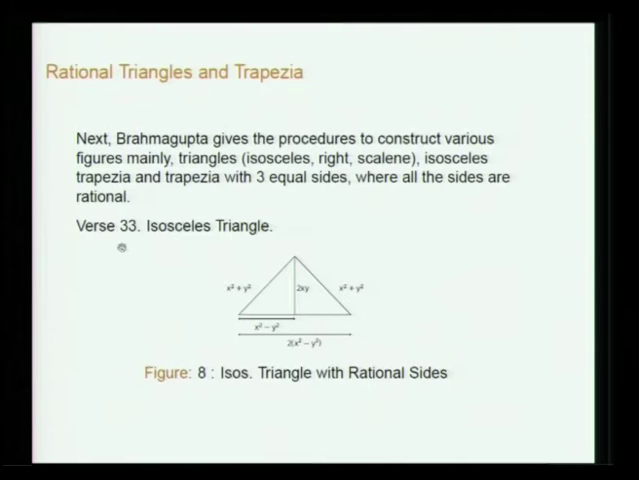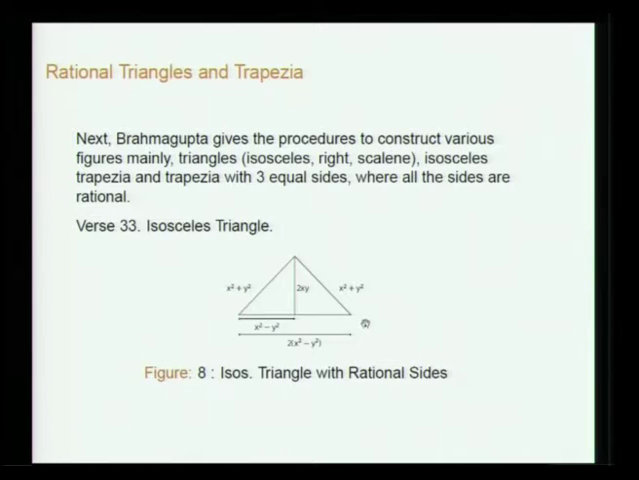So, that is what is being done. He gives the procedures to construct various figures, mainly triangles: isosceles triangles, right triangles, scalene triangles, etc., isosceles trapezia, and trapezia with three equal sides, where all the sides are rational. See, for instance, for the isosceles triangle he gives the following construction.